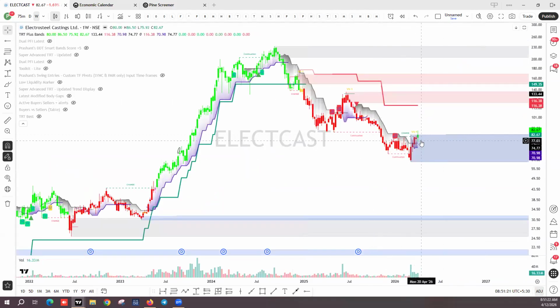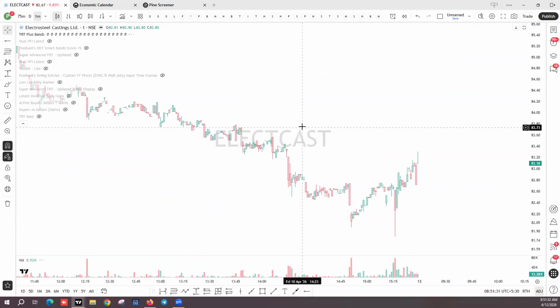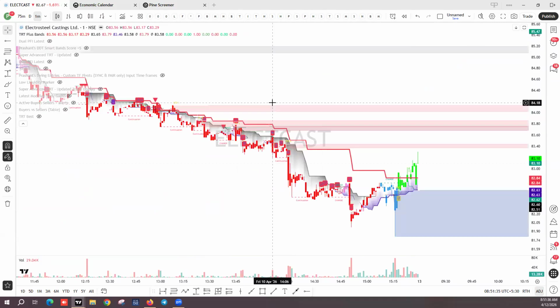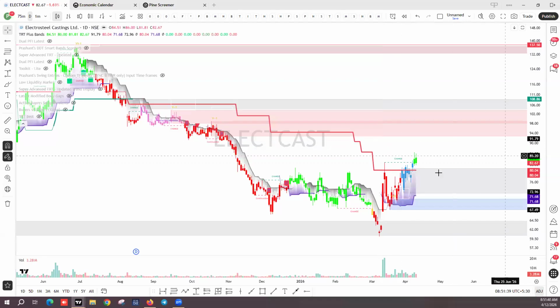Now at this time, color has changed to green, but we are below the bias band, right? So you have to decide accordingly. Then you can go to a daily chart also and check how is the chart. Sorry, this is 1 minute chart. This is the daily chart.